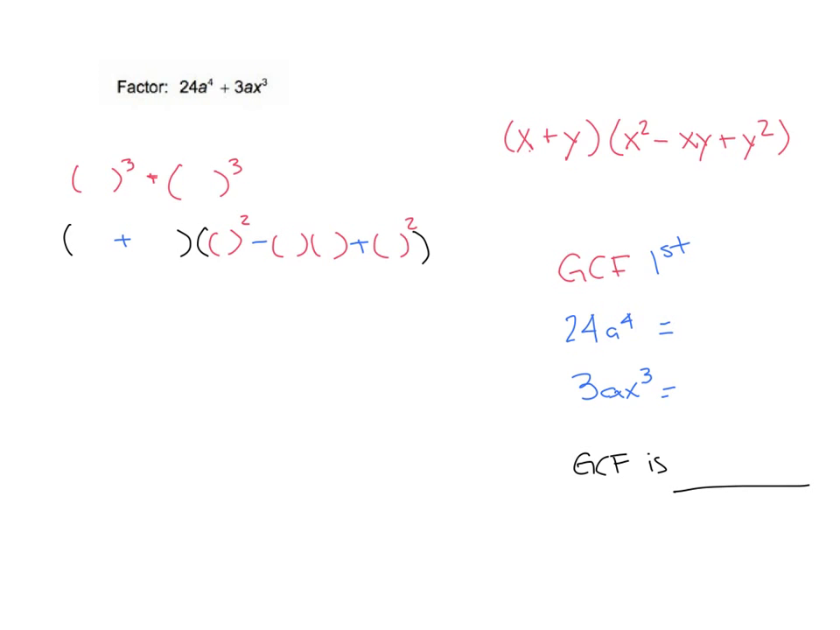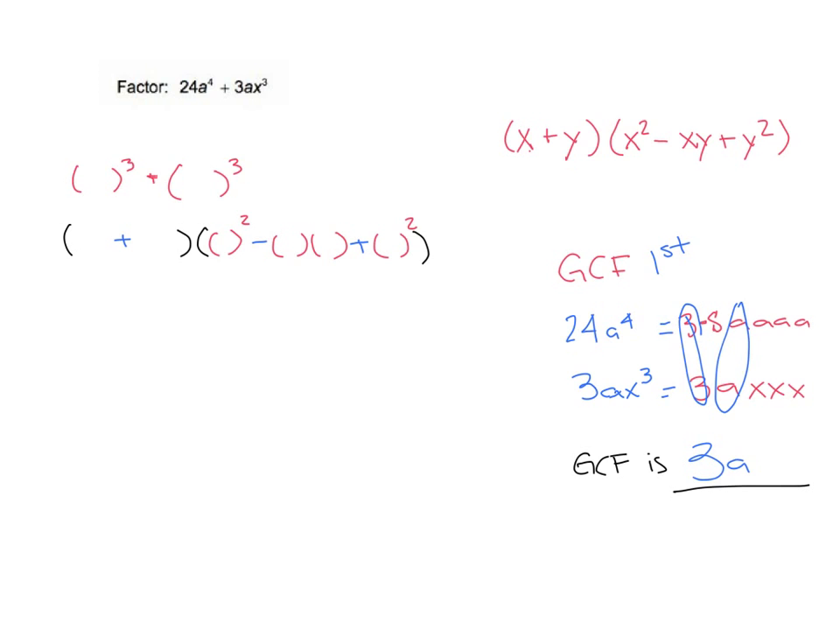So let us go ahead and break that down. 24 can be broken down to 3 times 8. I don't think I really need to break down 8 any further, just because the 3ax cubed has got a 3. So I see that they match up with 3s. A to the fourth is 4 a's, a, and then x cubed. What do they have in common? They have 3s in common, and they have an a in common. So that tells me that the GCF is 3a.